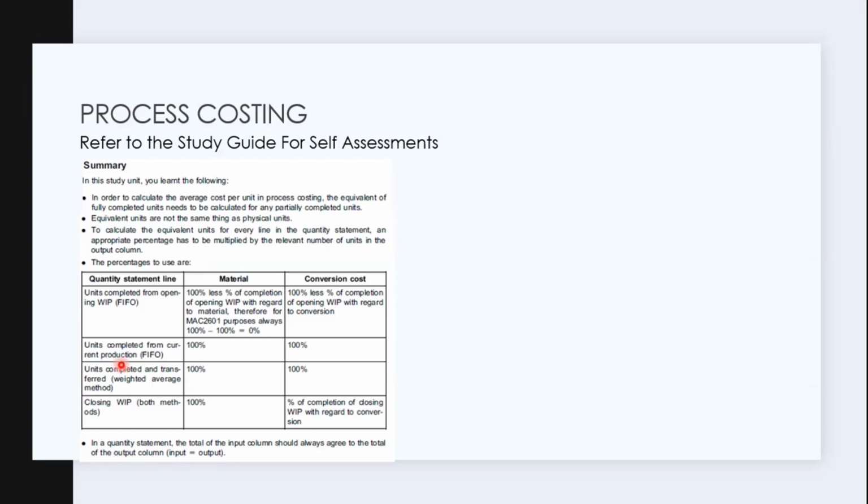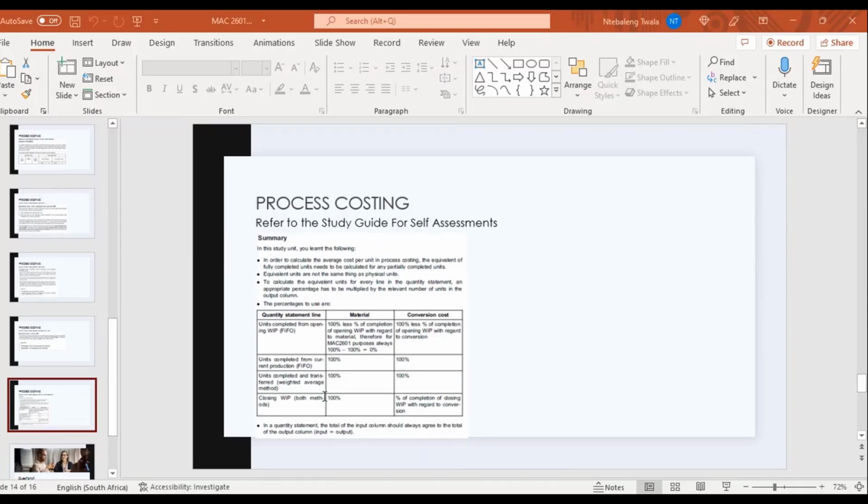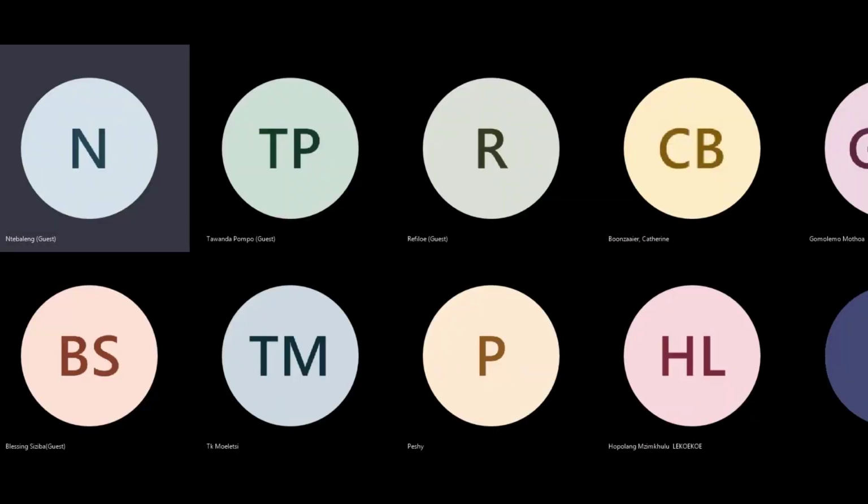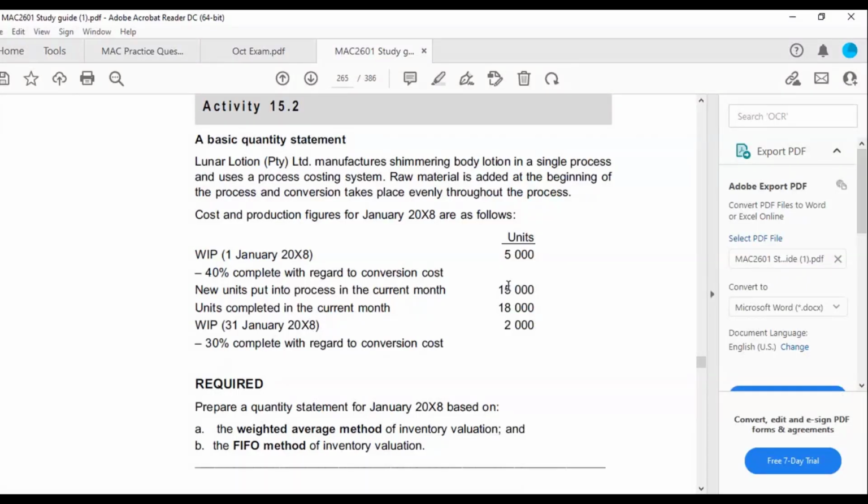Let's go to the self-assessment. There's some stuff that you need to do. Let's do the example first so that everyone is on the same page. Then we do the question and then we're closing off. So let's do 15.2 as an example. Then you will do the question and then we mark it together.